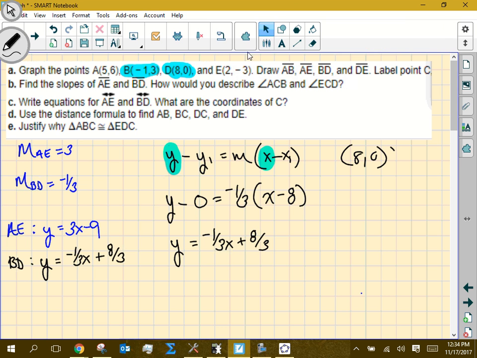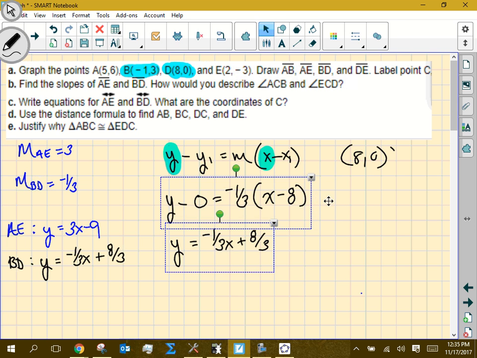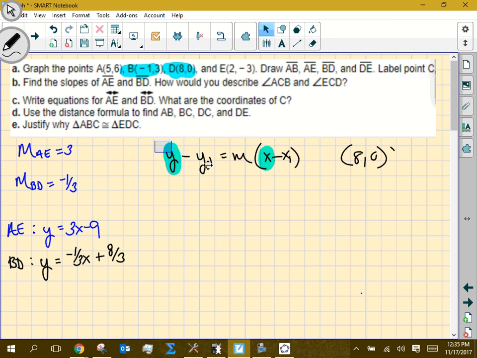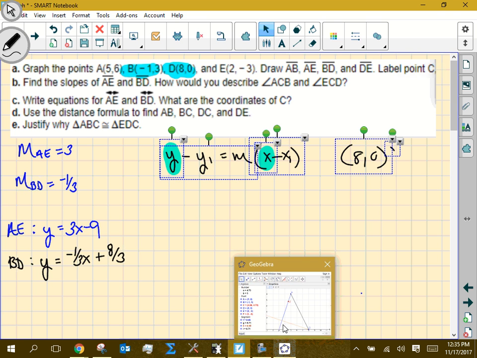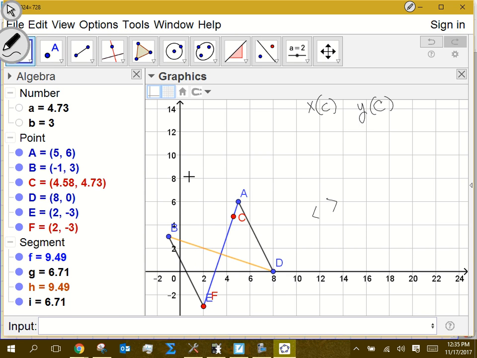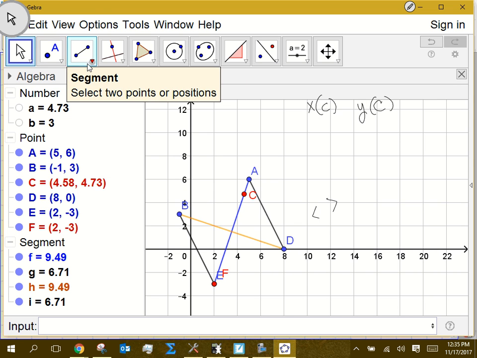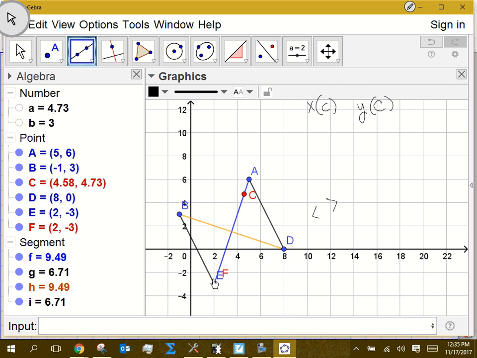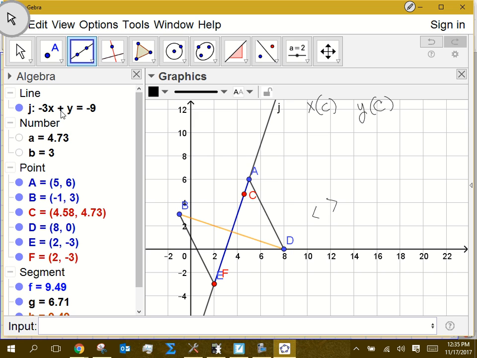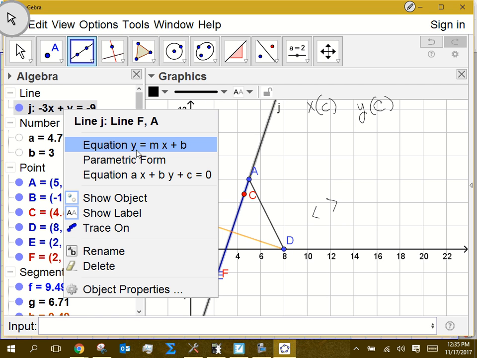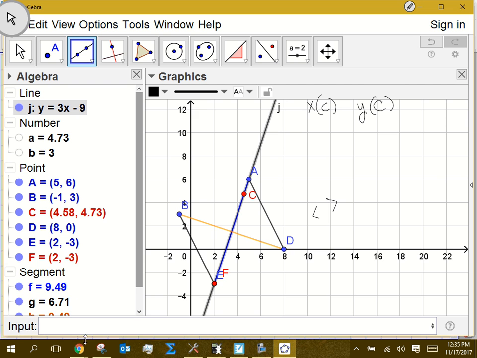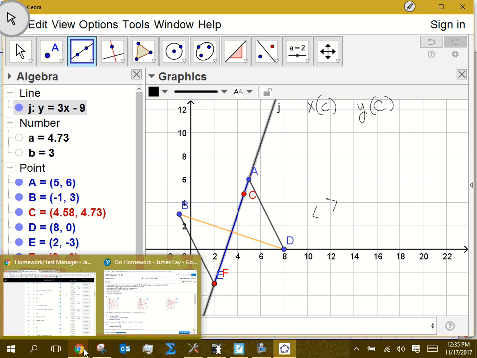All right. Now, what I like about GeoGebra, because I know that maybe we struggle sometimes with that process. If I've got this thing graphed, we can actually, now you have to make a line here. But if I come to my line tool and I click on A and E, hit enter, it gives me this. Now, I've got to do maybe a little bit of work here. That's in what we call standard form. If I right-click on that equation, put it into y equals mx plus b form, and there's the 3x minus 9 that we found, right?